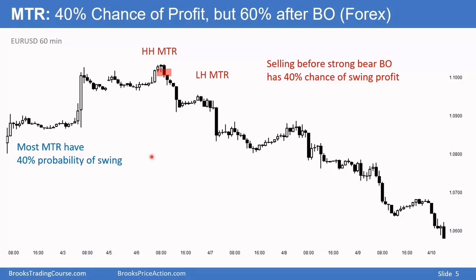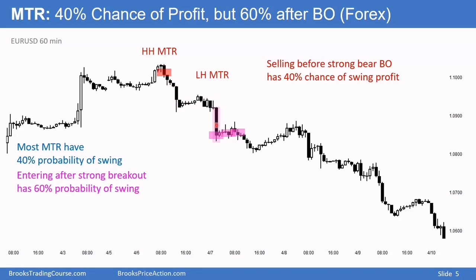What you're looking for when you're taking a major trend reversal trade is the 40% of the time when you get a big move, more than double the risk that you take when you take the short. That huge reward relative to the risk greatly offsets the low probability, the 40% probability. If you want a higher probability trade, you wait until there's a clear bear breakout.